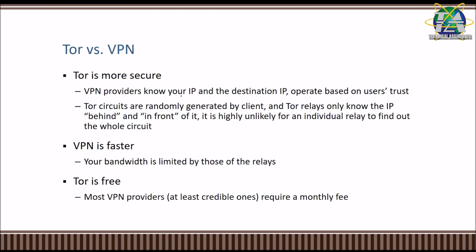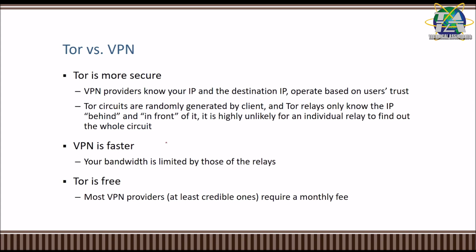And the way Tor works, each relay will actually only know the IP of the server behind it and in front of it in the circuit itself. And it is highly unlikely for an individual relay in the circuit to find out the whole circuit, which starts from the client to the destination server.